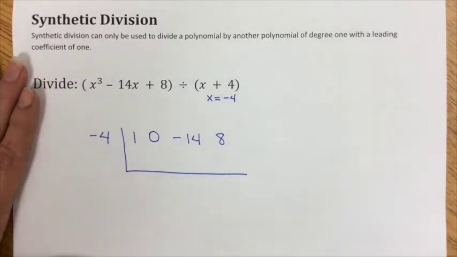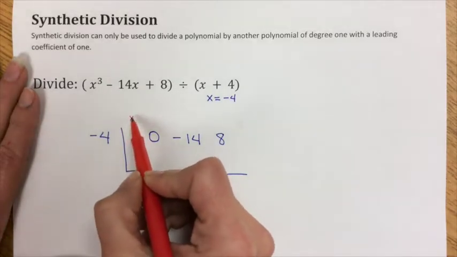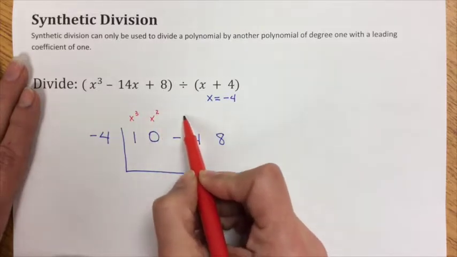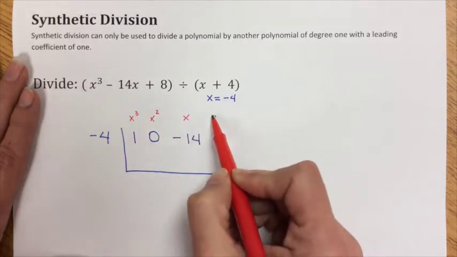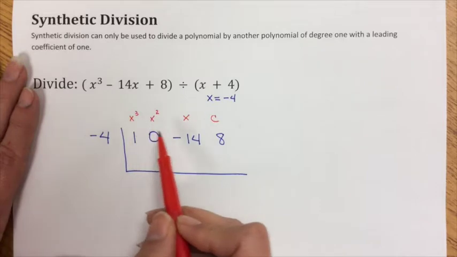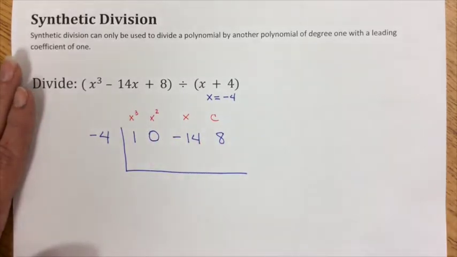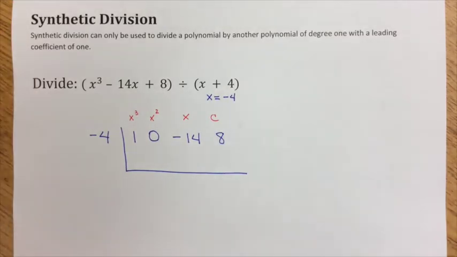If you would like, just to make sure that you don't miss any terms, you could write your degrees up here so that you make sure that you get it correctly. So x cubed, x squared, x, and constant. Now, once you've done this, your setup is complete, and we're ready to do some synthetic division.